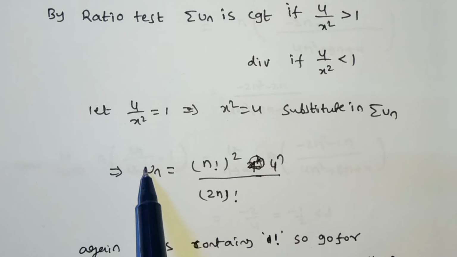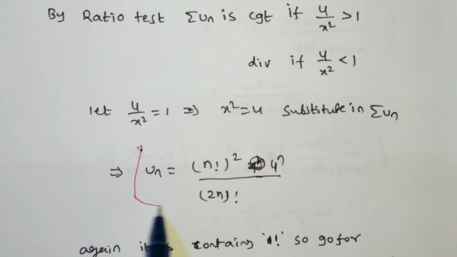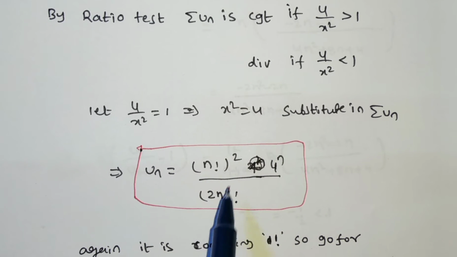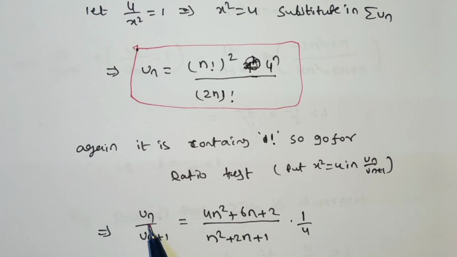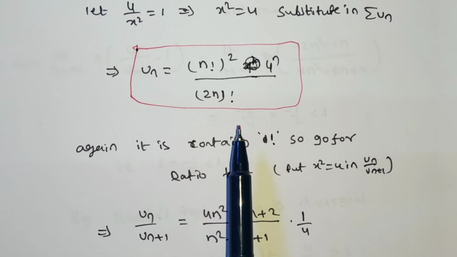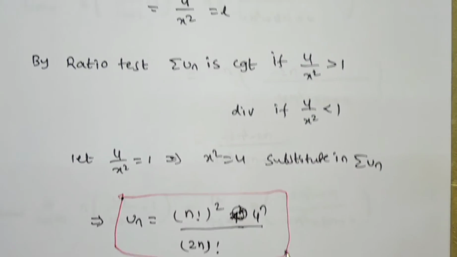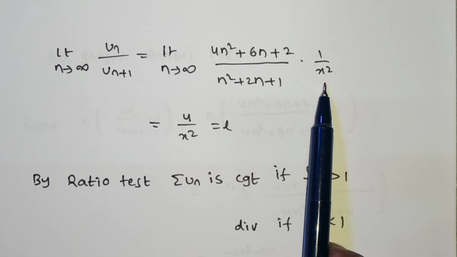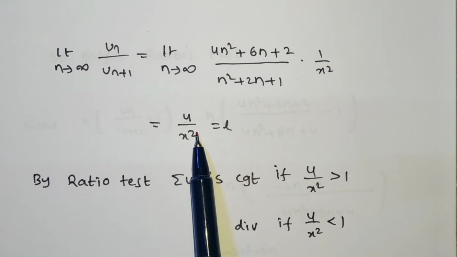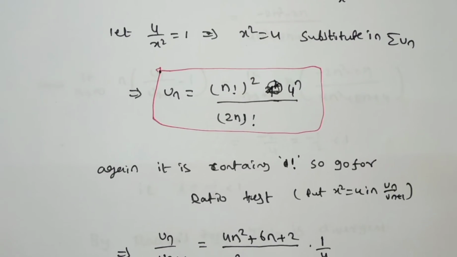Now you observe this is our new series. The series contains factorials again, so go for the ratio test. In the ratio test, we have to do un by un plus 1 again. Instead of doing un by un plus 1, you directly substitute x square equal to 4 in the series, in the limit. So 4 by 4 is 1. Finally you are getting the limit as 1.